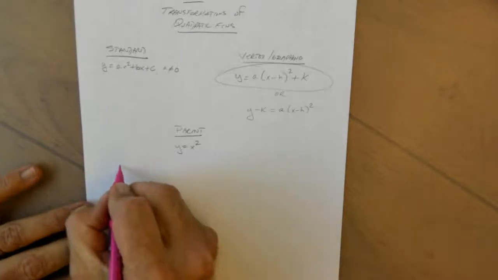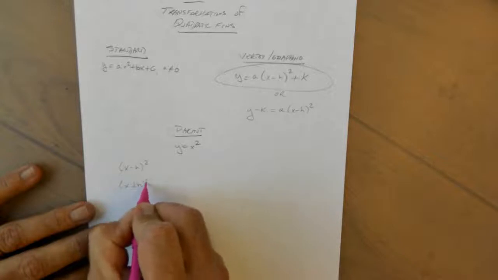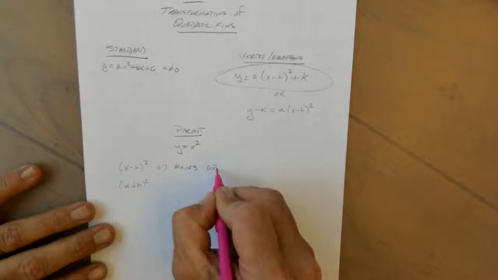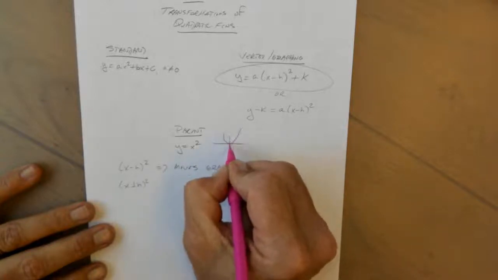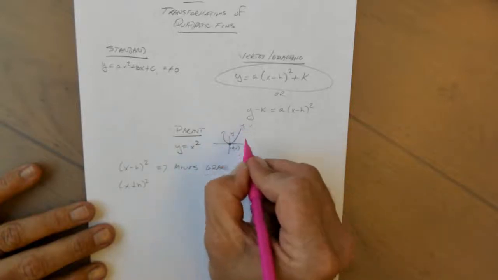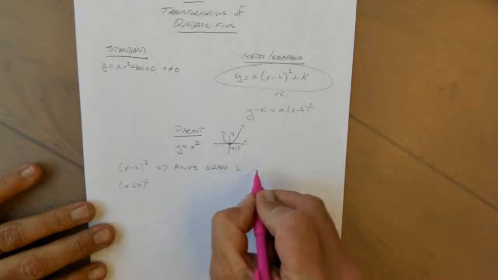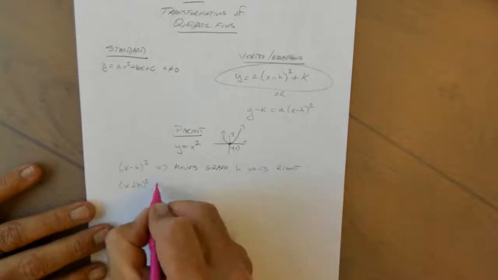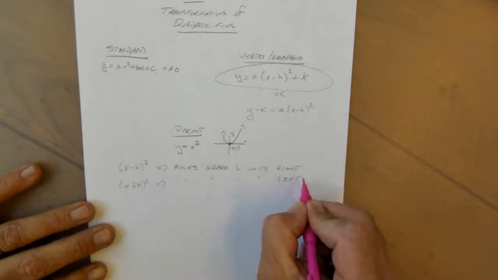And then we have either x minus h squared or x plus h squared. And so this moves the graph, and we're talking about specifically moving the vertex. So here, a quick sketch. Right, there's our vertex. So this is the point that we're talking about moving. So this moves the graph h units to the right. This moves the graph h units to the left.